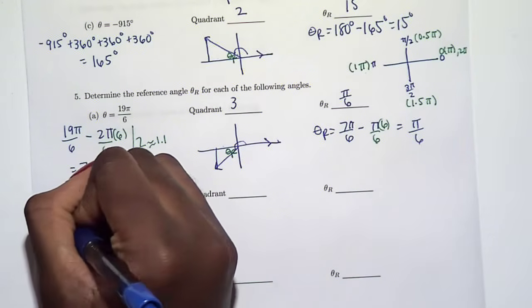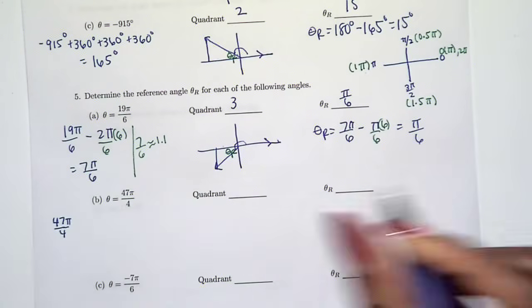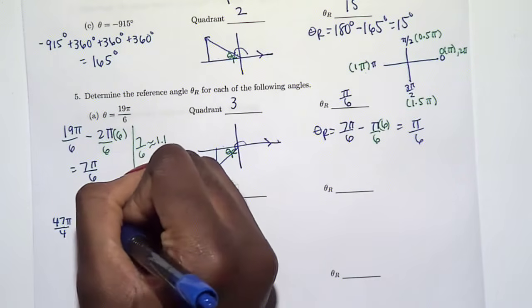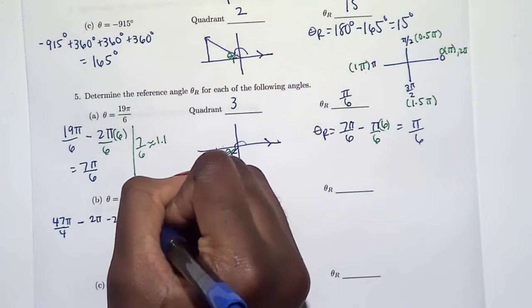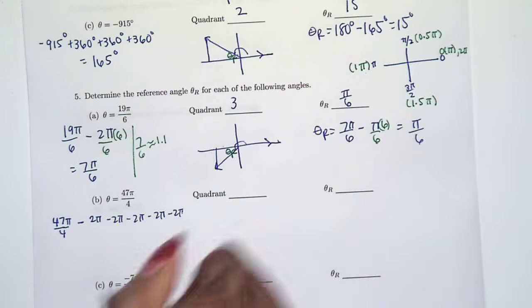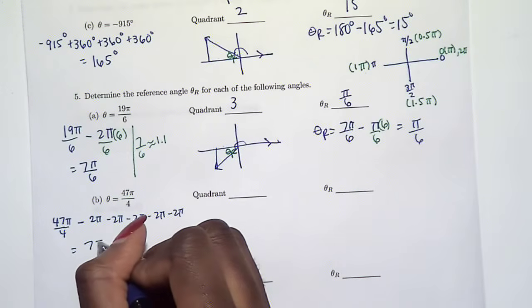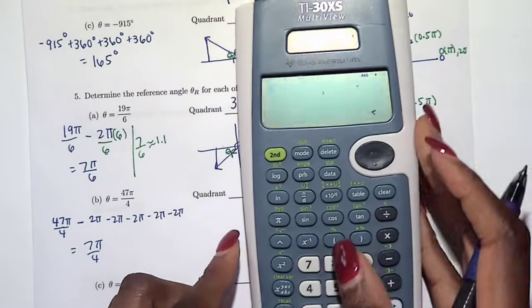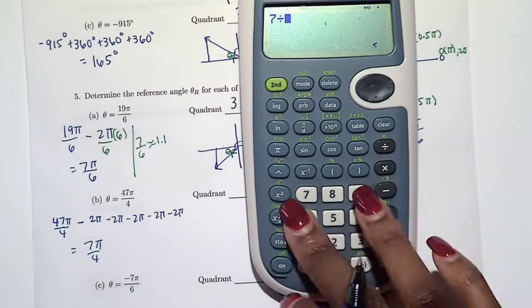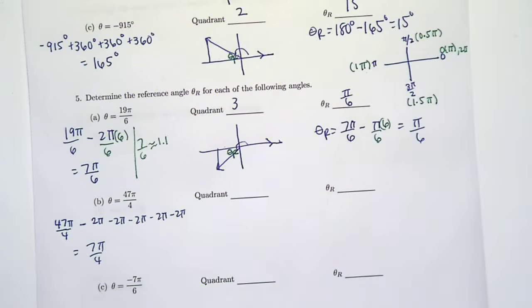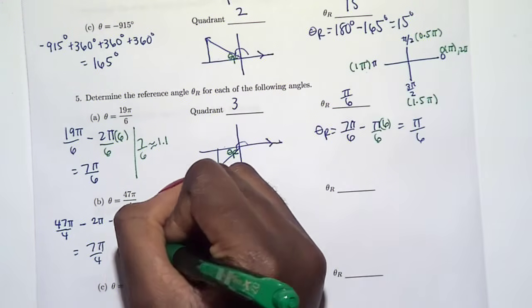All right, so 47 pi over 4. I actually need to subtract 5 2 pi's. One, 2, 3, 4, 5. Yeah, to get what we want, 7 pi over 4. All right, so I did it fast because I already knew. So 7 divided by 4 is 1.75. Perfect, that is less than 2. So we have less than 2 pi. So this is 1.75 pi.